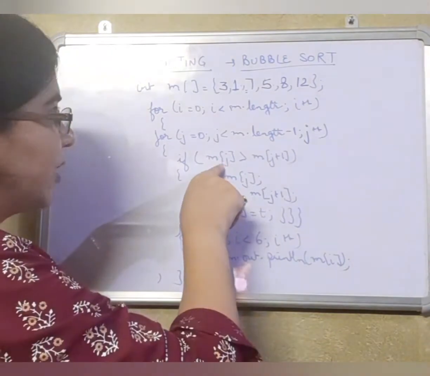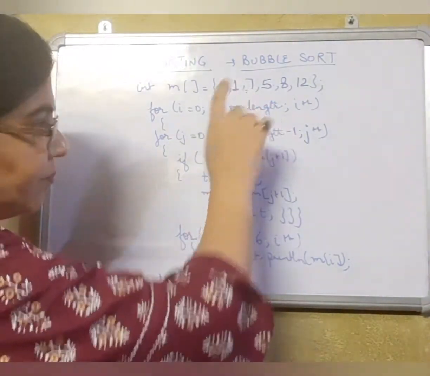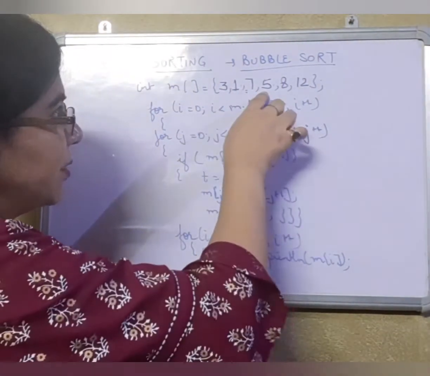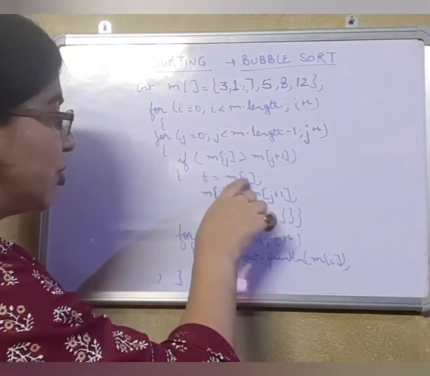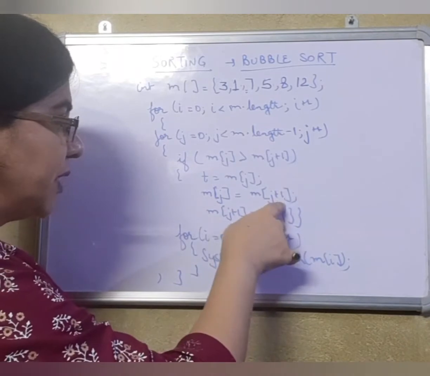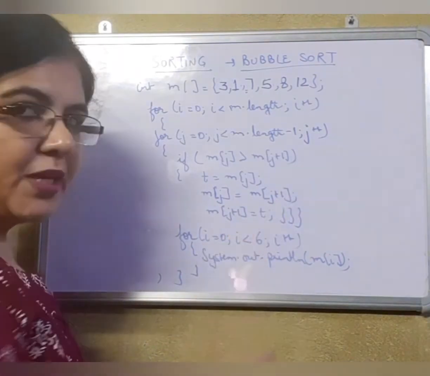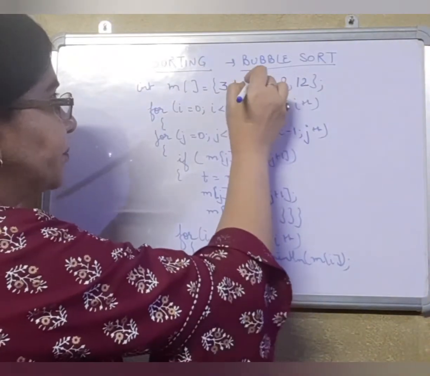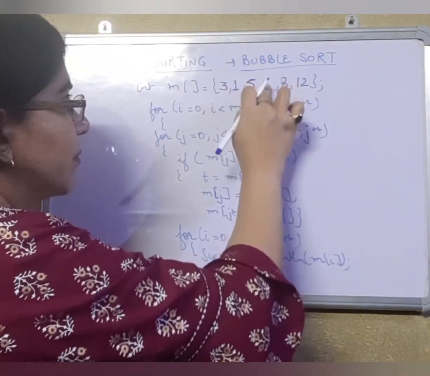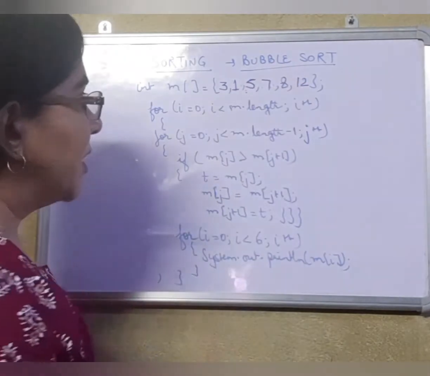2. At position 2, we have got 7. 7 is greater than the neighboring number 5. Yes. So t is going to take 7. Instead of 7, you will be getting 5, and instead of 5, you will be getting 7. So then we'll exchange. Now j becomes how much?